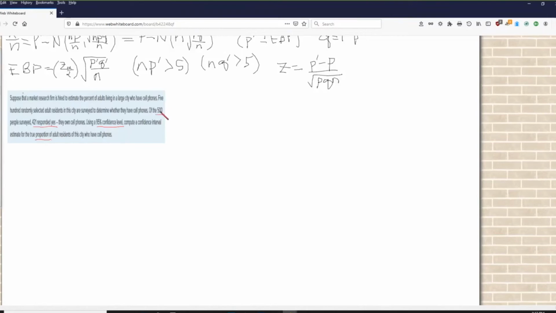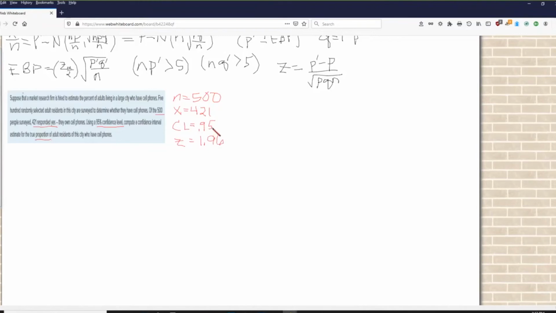So this has told us that we have sampled 500 people, so that means our sample size is 500. The number of successes is going to be 421. That's the number of people that responded yes. We want a confidence interval of 95%. So what does that tell me my z-score is going to be? 1.96. Good, 1.96. Good job.